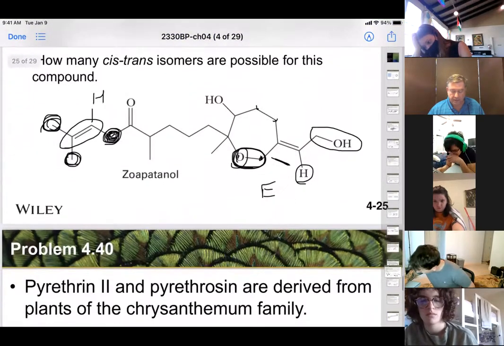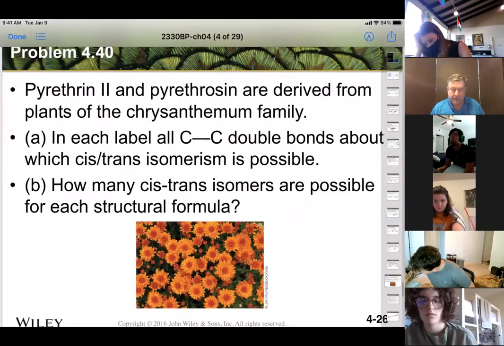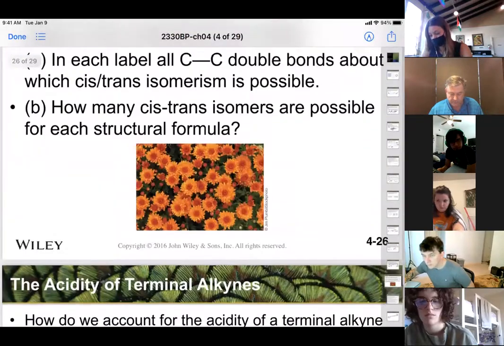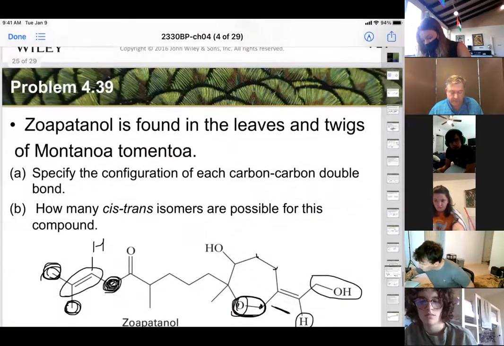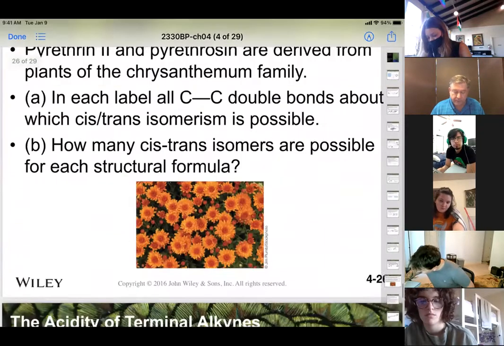All right, so what we're going to look at is trying to figure out how many cis or trans isomers are possible with this structural formula. Oh, okay. They don't give you the structure of pyrethrin. Oh, I should have. Okay, sorry, we can't do that one.